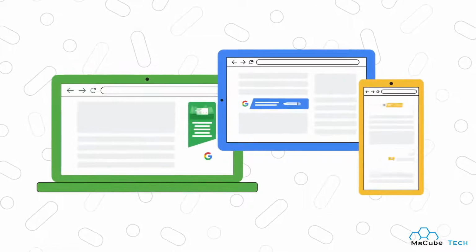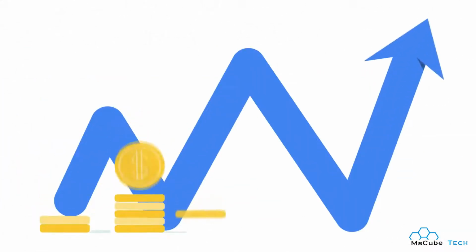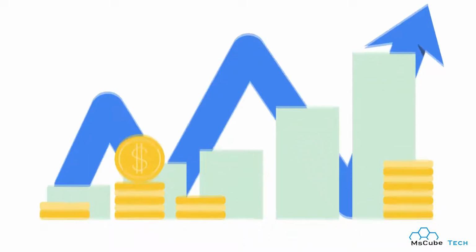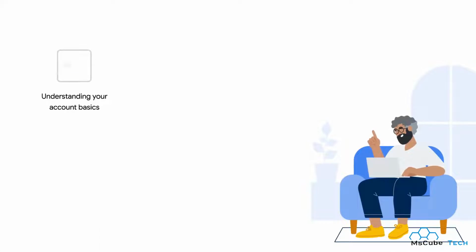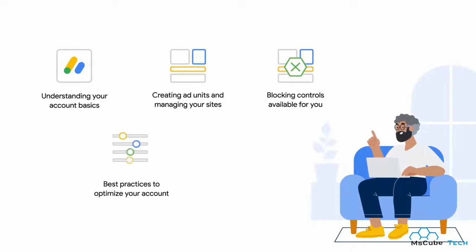Our goal with this series is to help you set up, manage, and measure the success of your AdSense account. We'll be covering a variety of topics in this series: understanding your account basics, creating ad units and managing your sites, blocking controls available for you, best practices to optimize your account, and lastly, understanding your performance.